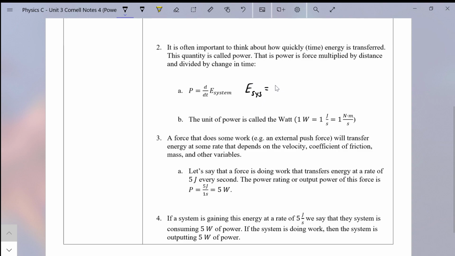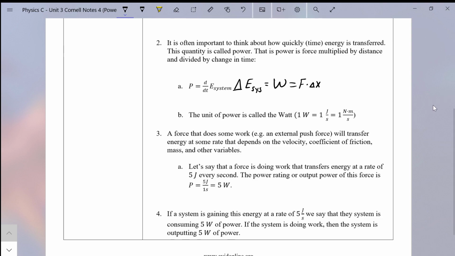If we were to write some stuff out, the change in the energy of the system is equal to the work done. So delta E is equal to work done, and that is equal to force times some distance, which we'll call delta x. So force times distance is equal to this change in energy of our system. But then if we take the time derivative of that, we get d/dt of force times delta x, which if I pull the force out, we assume that these are constant forces.